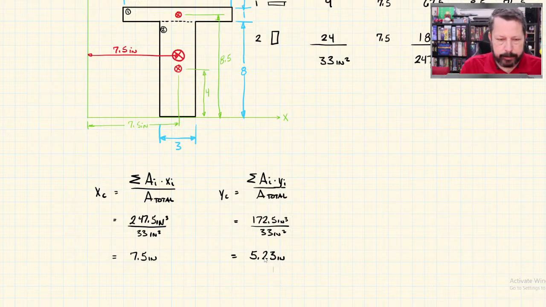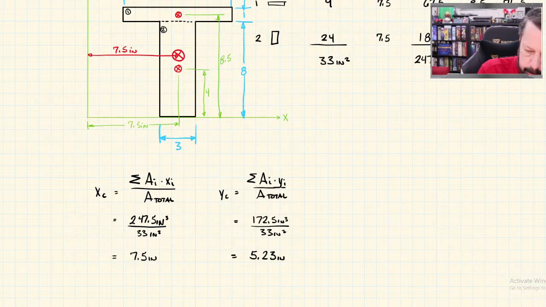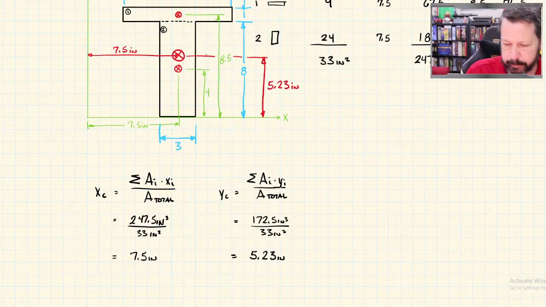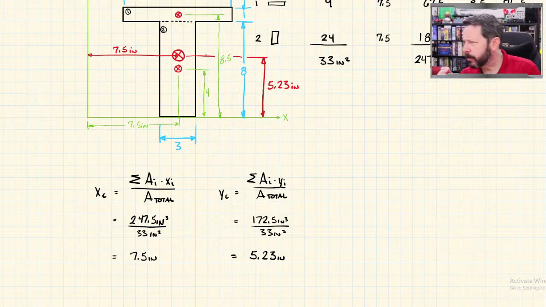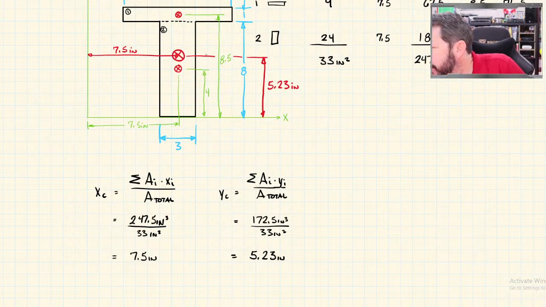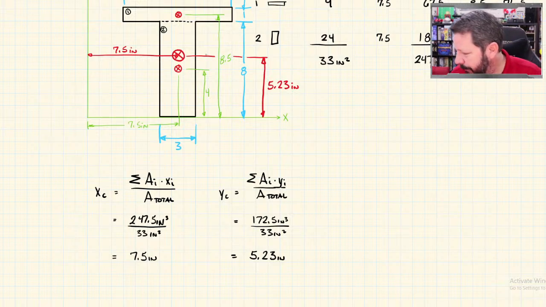All right, so if we finish out our drawing here, that would just show, where can I put that? That would be this distance right here, 5.23 inches. Okay, there's a question. What if it's a weird shape and you can't guess where the centroid is?